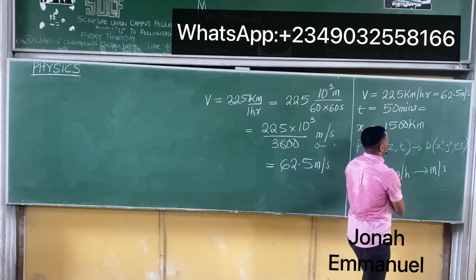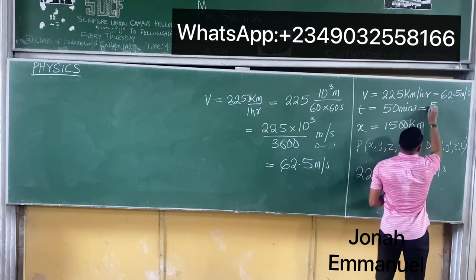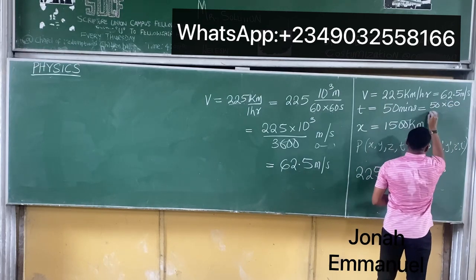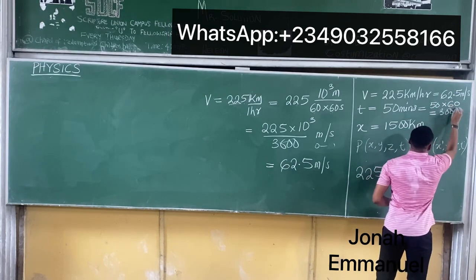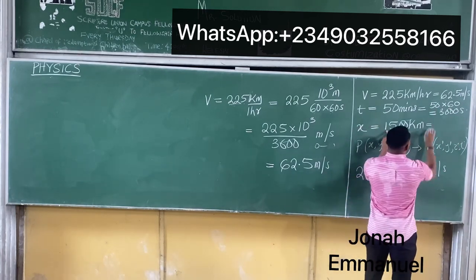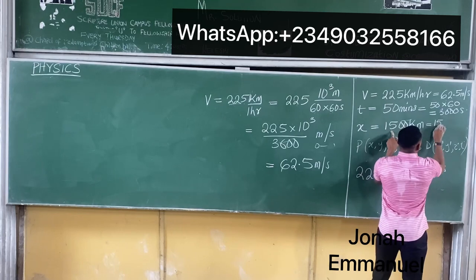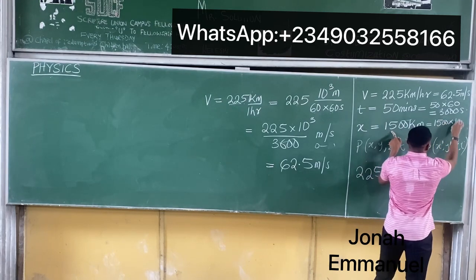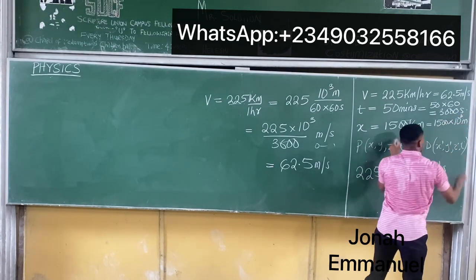Let's convert time to seconds. For this one here, it's as easy as multiplying this by 60. That gives you 3,000 seconds. Of course, this in kilometers, convert to meters, multiply by what? 10 to the power 3 meters.